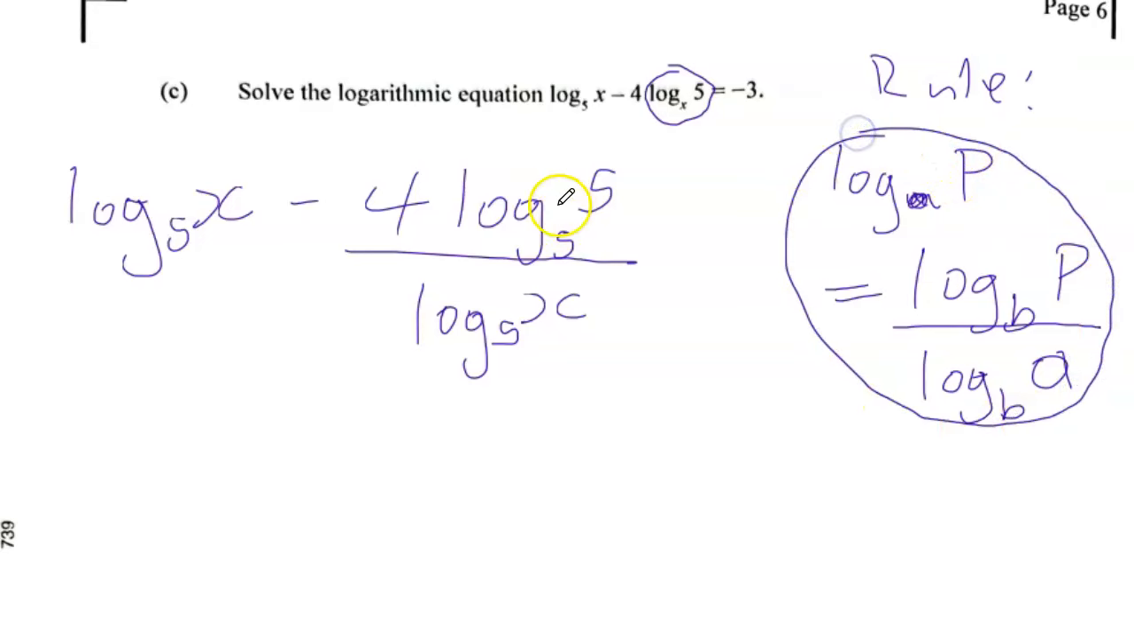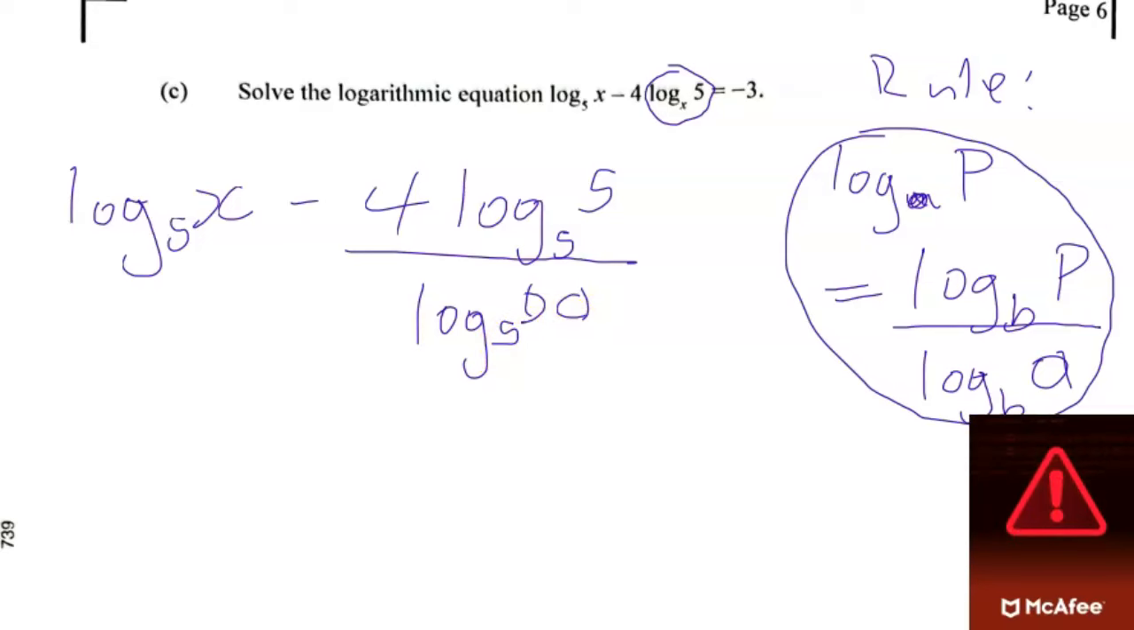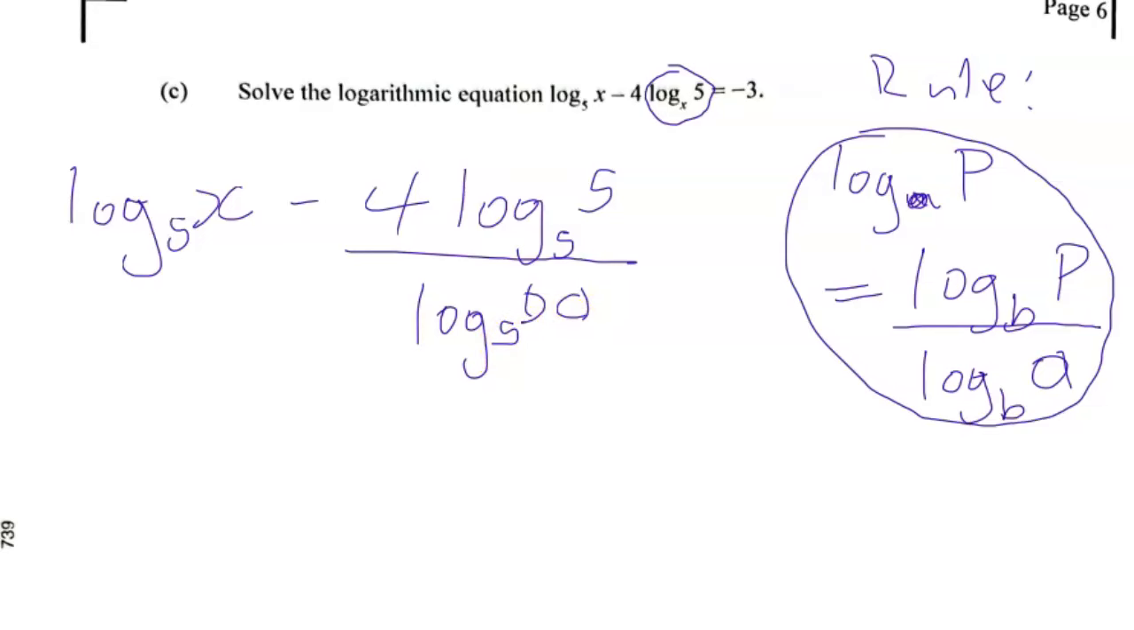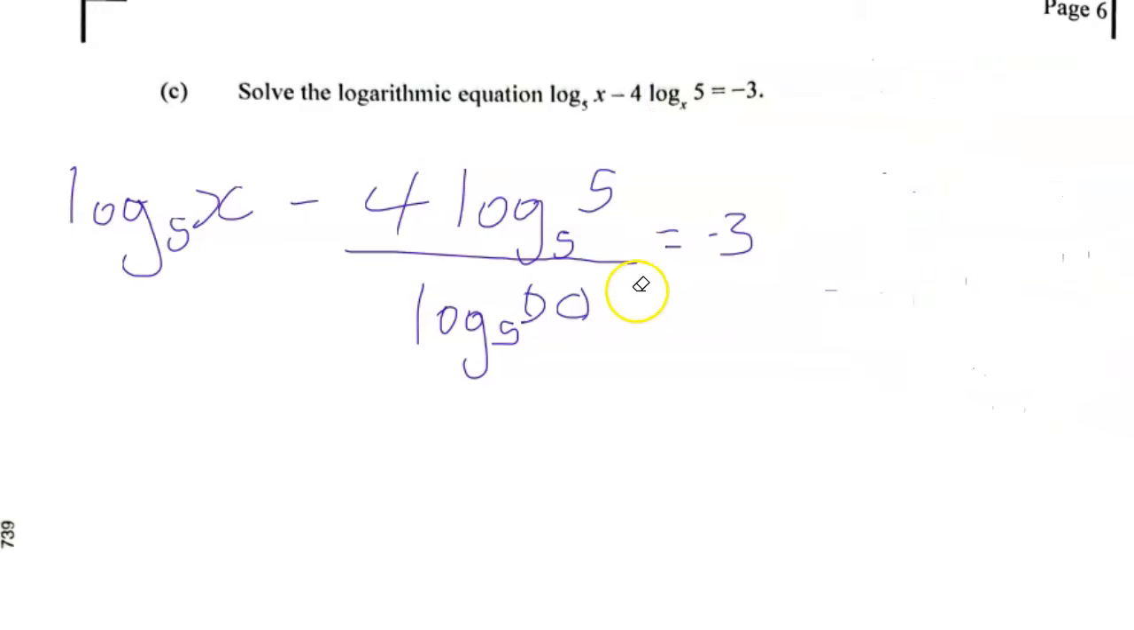So notice what I did here. I changed from base x to base 5. So I have to divide by the log of x. So the base here will come here, and the new base, in this case, is 5. So let's continue. So of course equal to minus 3. Let's move this.